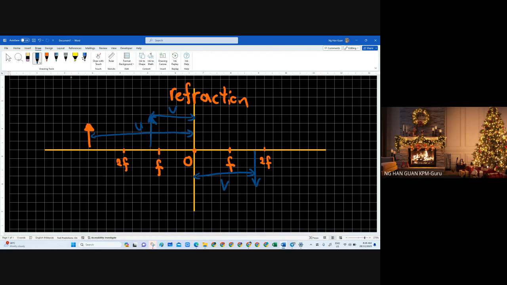Or the books will use a term, image forming on the same side as the object. Same side as the object here means that it's here, on the left hand side. So I'm not preferring to mention left hand or right hand side, because in normal learning, we always show the objects on the left side.